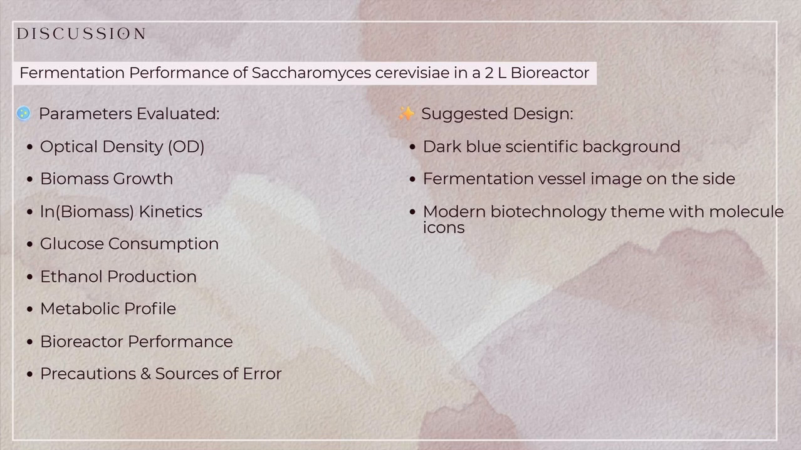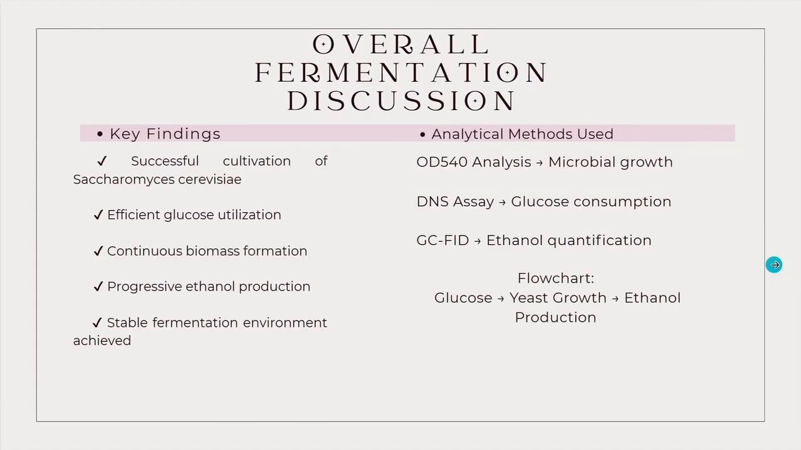Various analytical methods such as optical density analysis, DNS assay, and GC-FID analysis were used to evaluate the fermentation process comprehensively. These experiments successfully demonstrate the capability of Saccharomyces cerevisiae to carry out glucose fermentation efficiently under controlled bioreactor conditions. The fermentation performance was monitored by analyzing biomass formation, substrate utilization, and bioethanol production over time. The results show a clear metabolic relationship between glucose consumption, microbial growth, and ethanol accumulation.